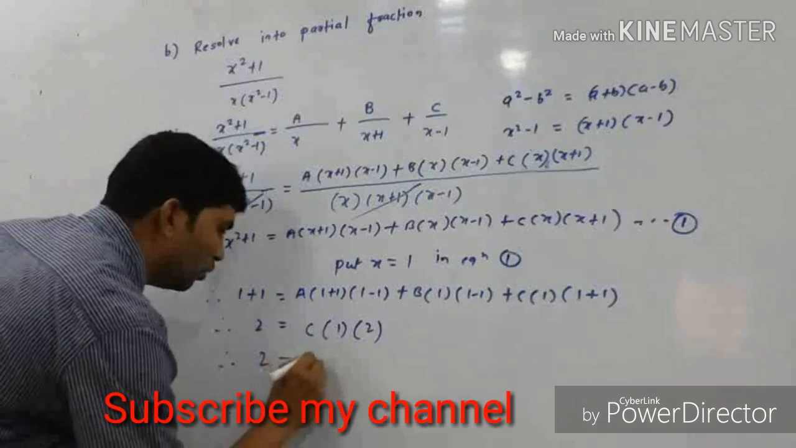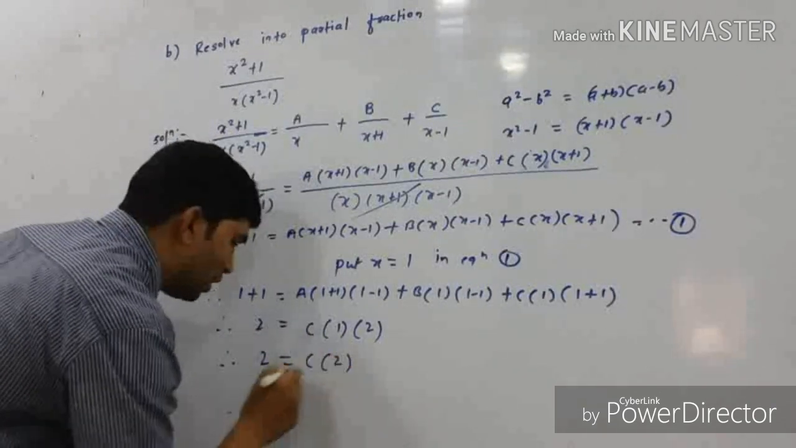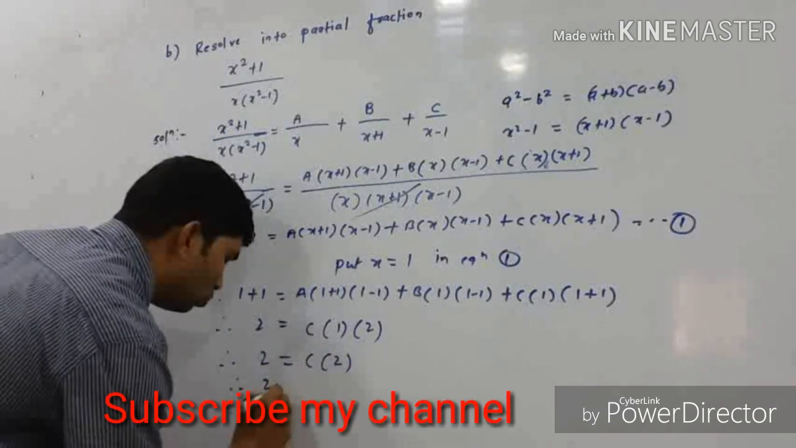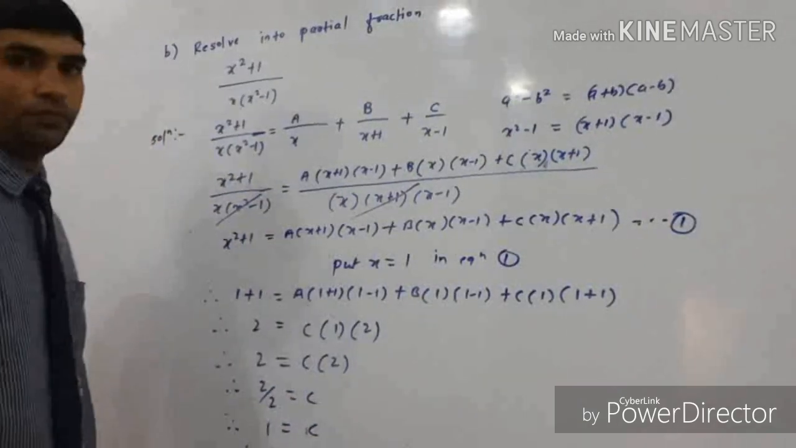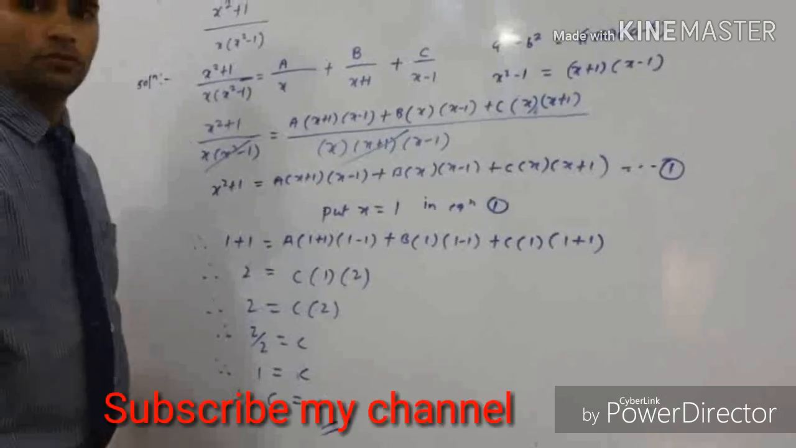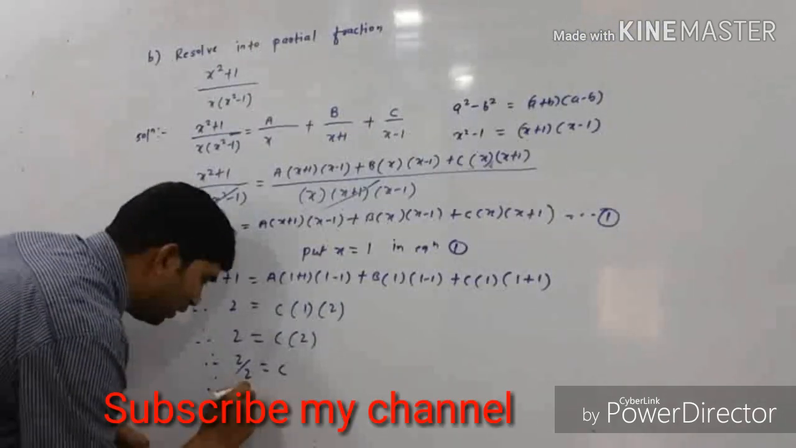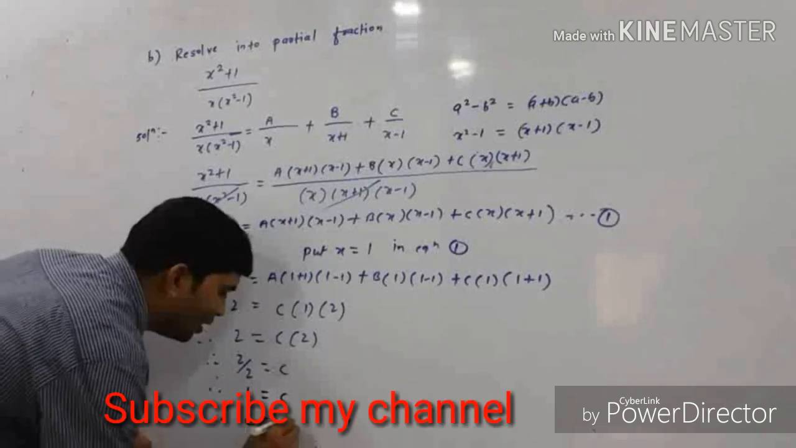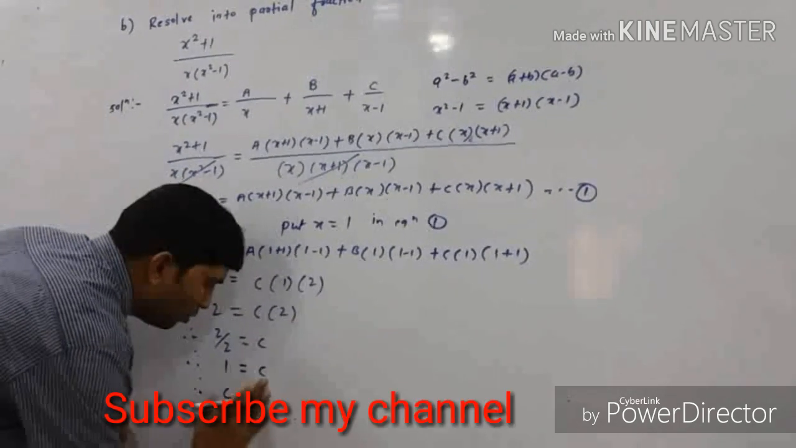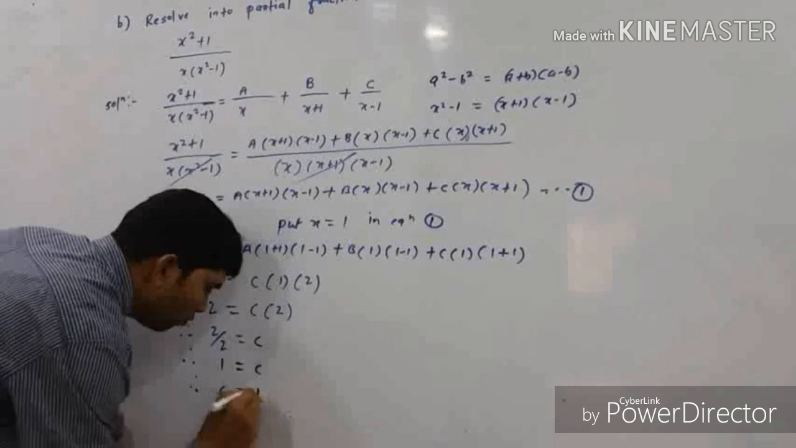So we get 2 is equal to c, 2 ones are 2. So we get 2 by 2 is equal to c. Here also we get c is equal to 1. So finally c is 1.